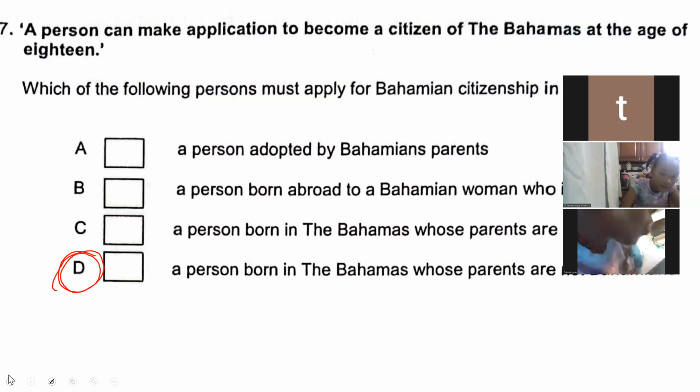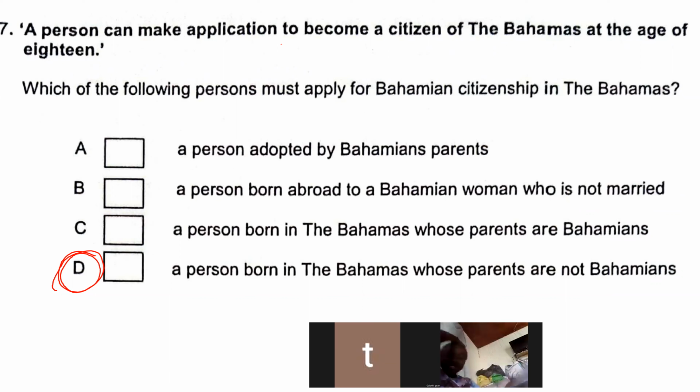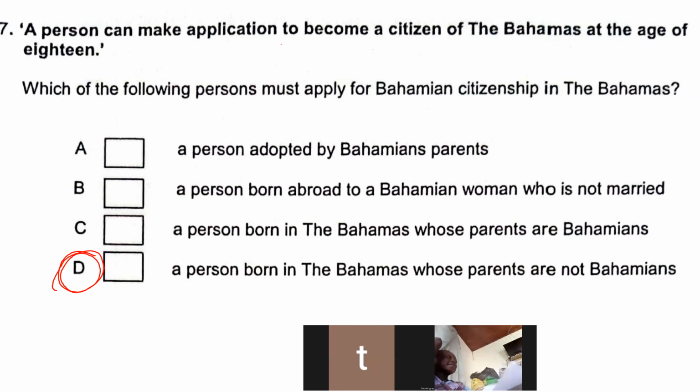Go ahead, Gabe. Can you send it to my mommy's phone so I can write it down, please? Okay, sure, I can do that. You mean number 7? Yes, sir. All right. Yes, I can send it. Okay. Thank you. All right. No problem.